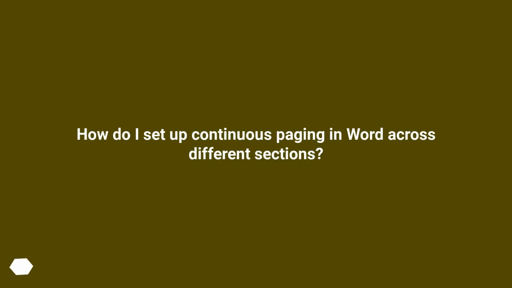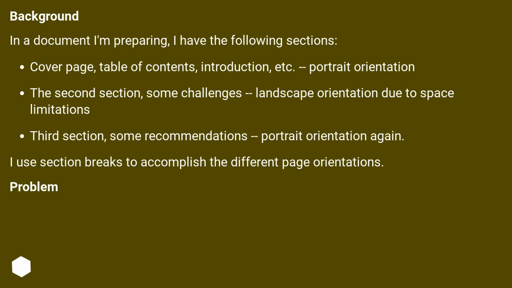How do I set up continuous paging in Word across different sections? Background. In a document I'm preparing, I have the following sections: cover page, table of contents, introduction, etc.